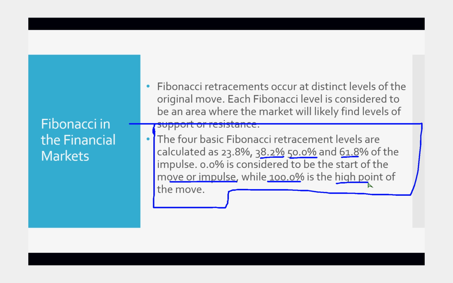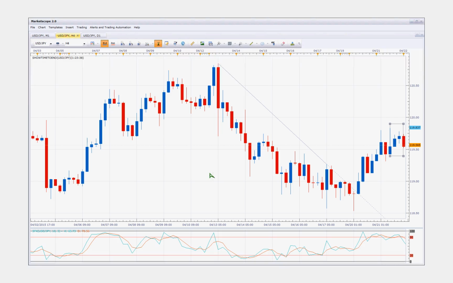So 0 of the impulse all the way to the high point of the actual move or the trend. Okay. So in other words, this is the highest point. This is the lowest point. Is this the highest point? No. Is this the highest point? No. Hence, from 0 of the move to the high of the move.